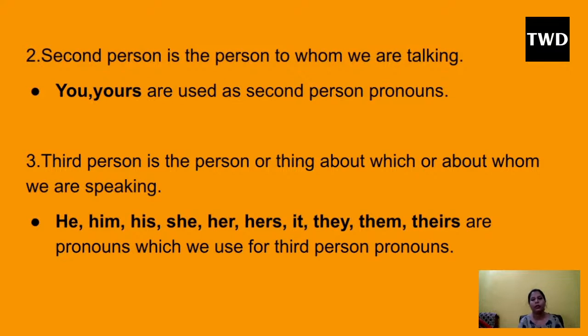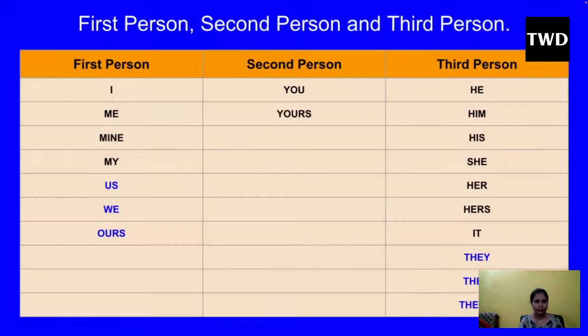The third person is the person or thing about which or about whom we are speaking. Always the first person and the second person talk about the third person, right? For that third person, we use the pronouns he, him, his, she, her, hers, it. And if we are talking about a group of people, it could be they, them, theirs. These are the pronouns we use for the third person. Understood? Any problem?